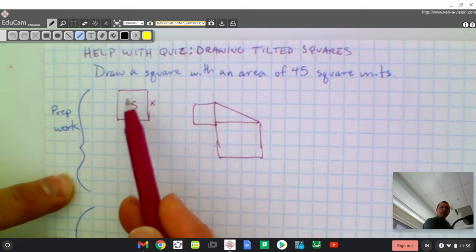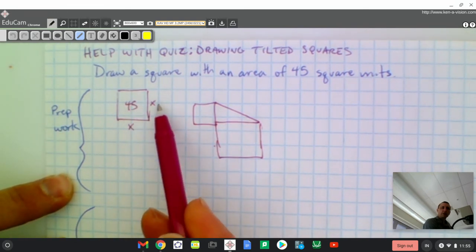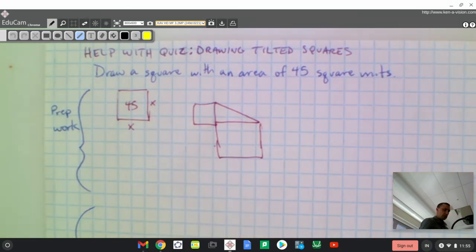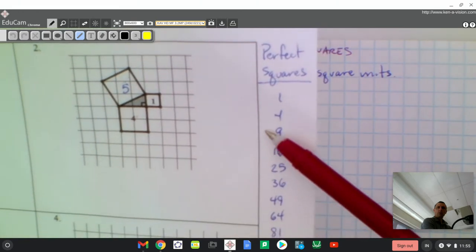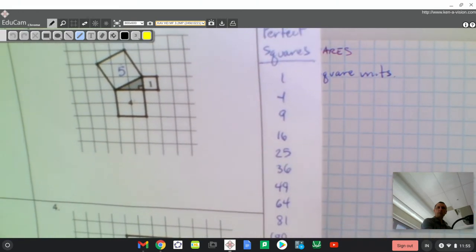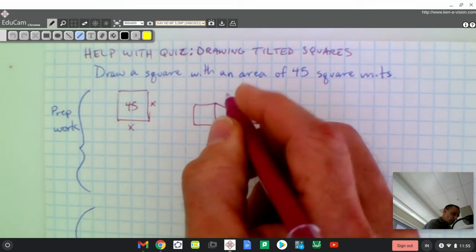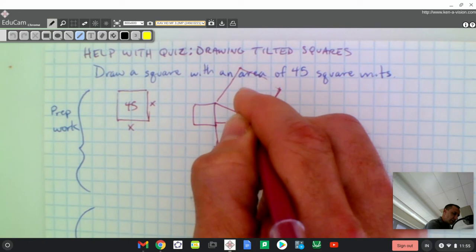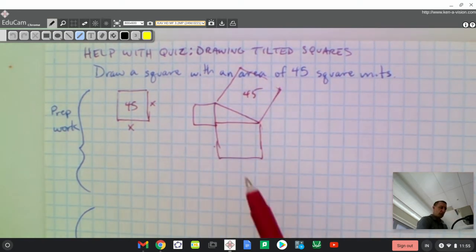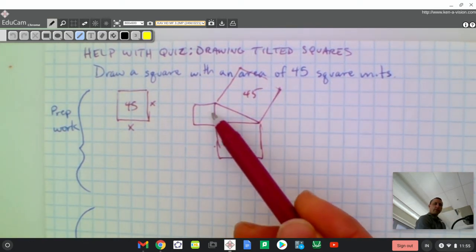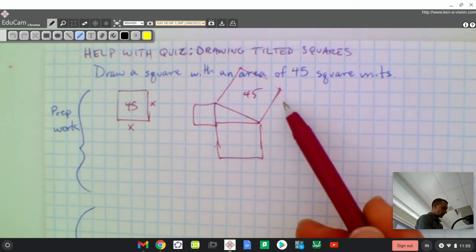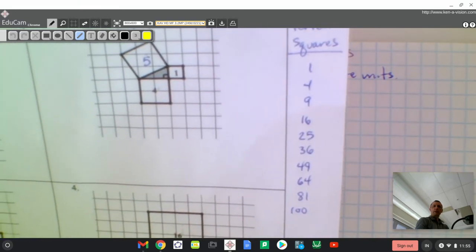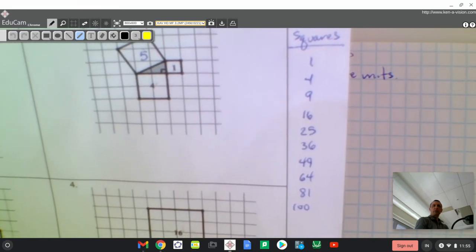Remember, I've already decided that my square must be a tilted square because there's not a perfect whole number that would multiply together to make 45. If you need some reminder, 45 is not a number on this list, so it's not a perfect square. So what I know is that this is going to have to create a tilted square with an area of 45 units. I'm looking for two perfect squares that would sum to 45. So go ahead and pause the video, look down this list, come up with two numbers that add to 45.